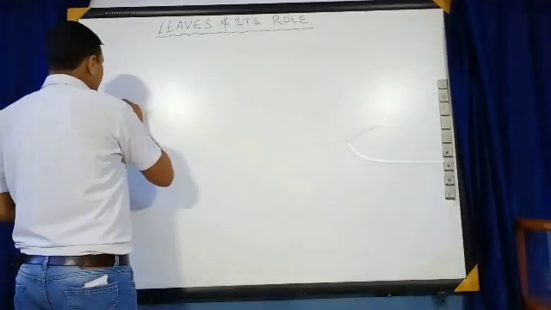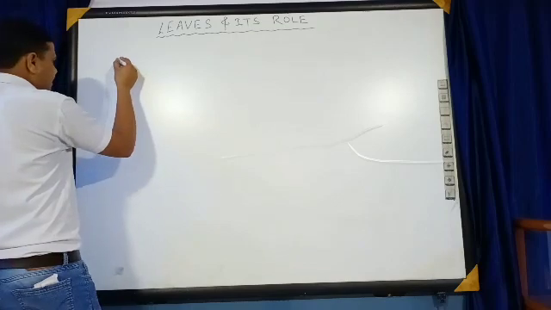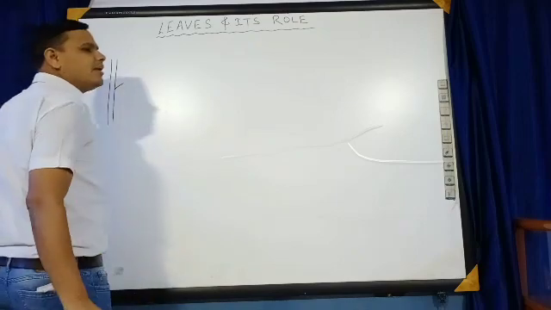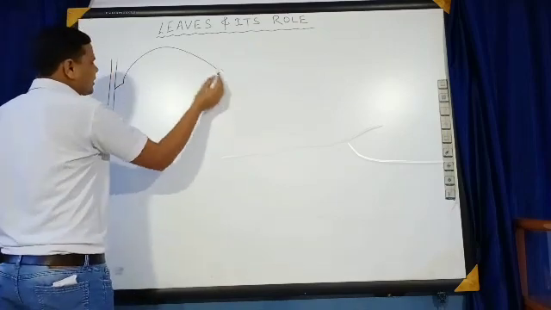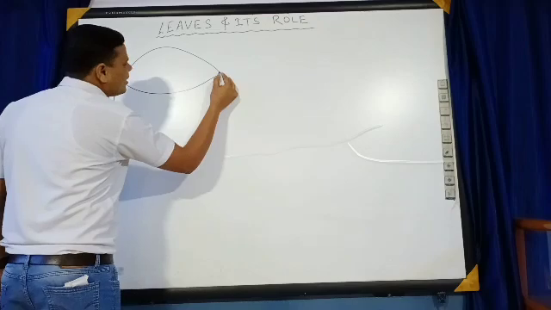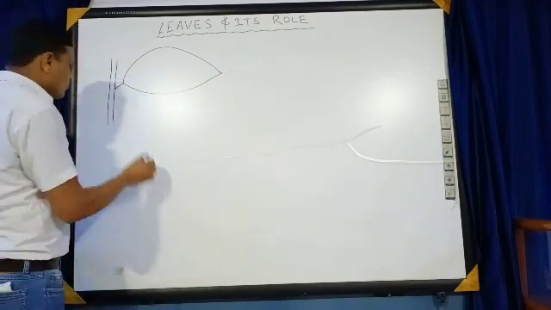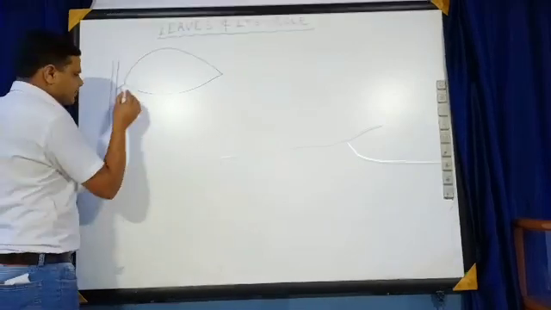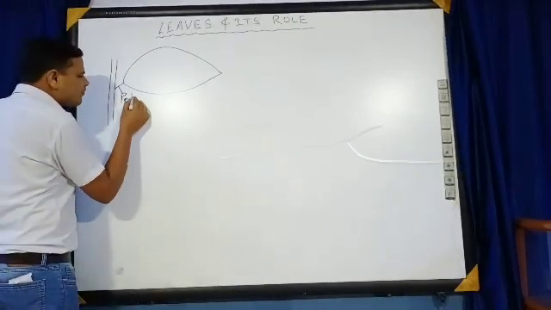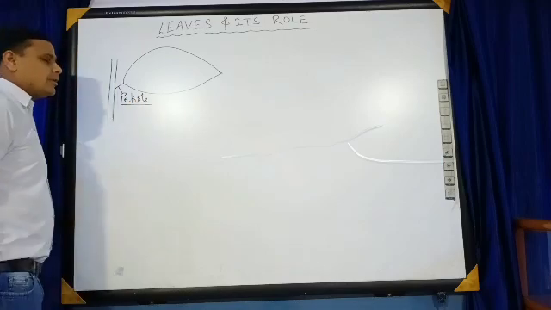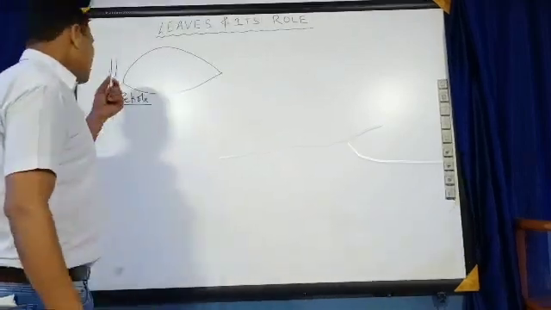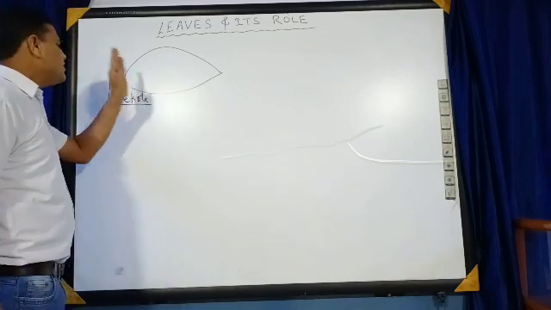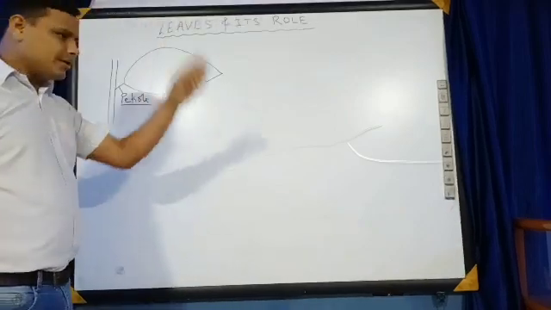First of all, you have to know about the parts of a leaf. Suppose this is a branch. From here a leaf is attached. The part from where the leaf is attached to the plant or stem is known as the petiole. From the petiole, the leaf is attached to the plant.